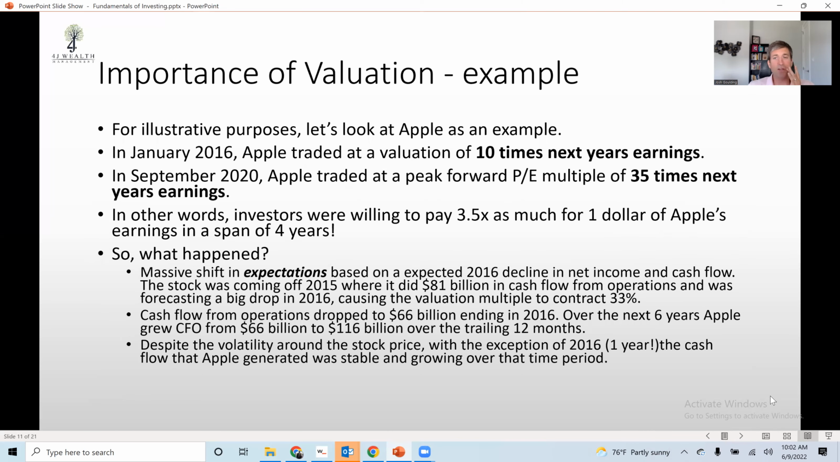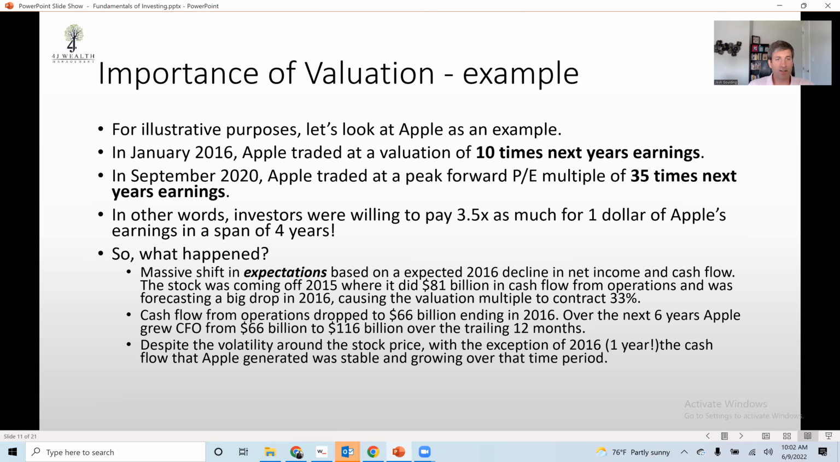So let's look at a valuation example. Again, this is for illustrative purposes only, but we can talk about a company everyone's heard of here, Apple. In January of 2016, Apple traded at a valuation of 10 times next year's earnings. In September of 2020, Apple traded at a peak forward PE multiple of 35 times next year's earnings. In other words, same company, but investors were willing to pay 3.5 times as much for $1 of Apple's earnings in the span of 4 years, right?